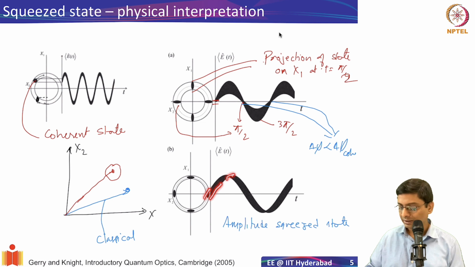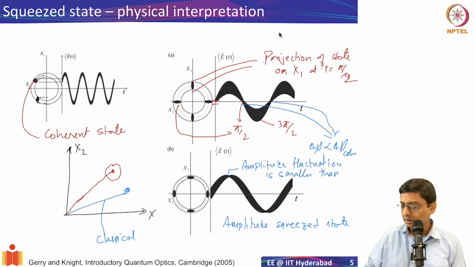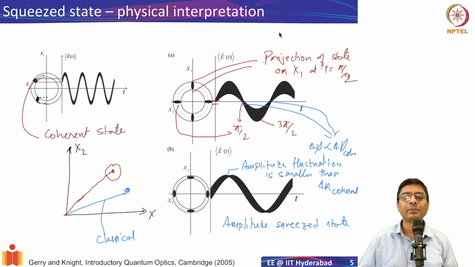At this point, the amplitude fluctuation is smaller than delta n coherent. That's what we mean by amplitude squeezed state. All right, make sense? So this is a physical meaning.